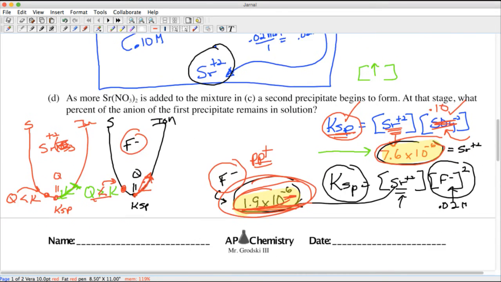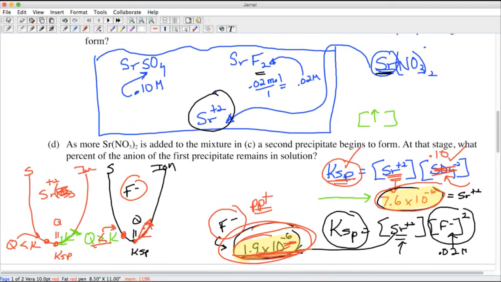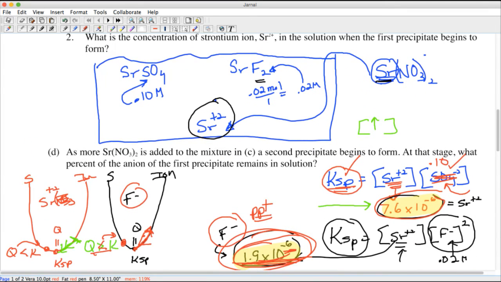Okay, we're moving on. The next part of this question says, as more strontium nitrate is added to the mixture, a second precipitate begins to form. Okay, well, I'm going to get rid of some of this.